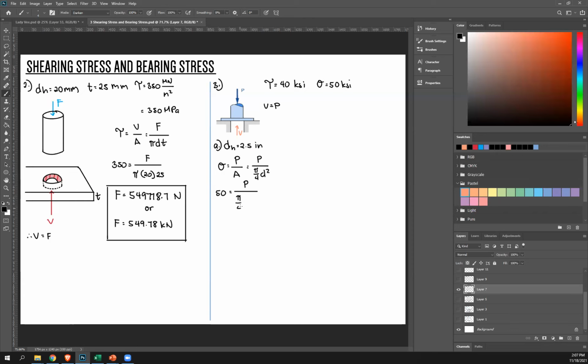So pi over 4 d, diameter. This is the diameter of the hole. But remember, the diameter of your punch should be the same as the diameter of the hole in order to get the same dimension. So I'm going to use d_H as well. That's also the diameter of your punch. So 2.5 squared. And then from this, please solve for P.